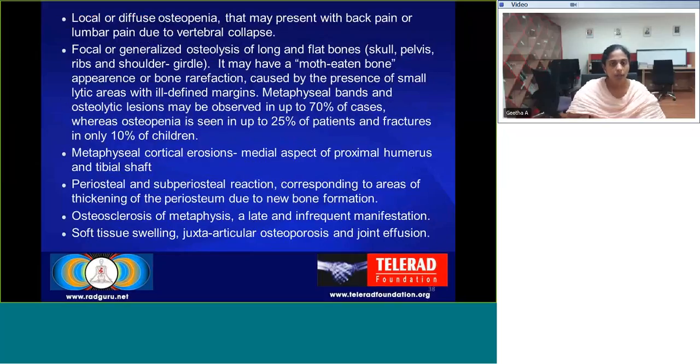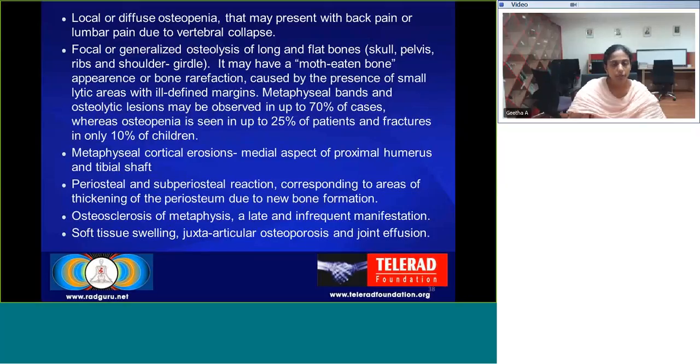There is local or diffuse osteopenia that may present with back pain or lumbar pain due to vertebral collapse. Focal and generalized osteolysis of long and flat bones, that is the skull, pelvis, ribs, and shoulder girdle, is also seen, which has a moth-eaten appearance or bone rarefaction caused by the presence of small lytic areas with ill-defined margins. Metaphyseal bands and osteolytic lesions may be observed in up to 70% of the cases, whereas osteopenia is seen only in 25% and fractures only in 10% of the children.